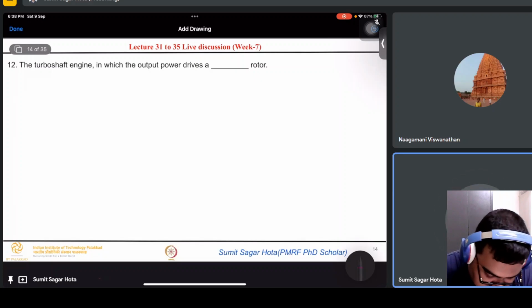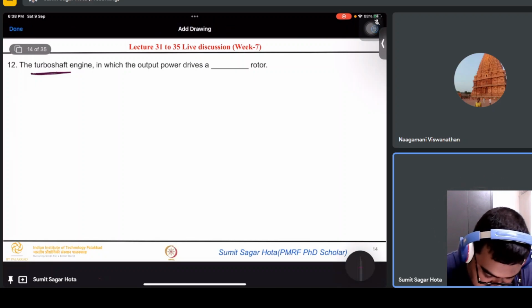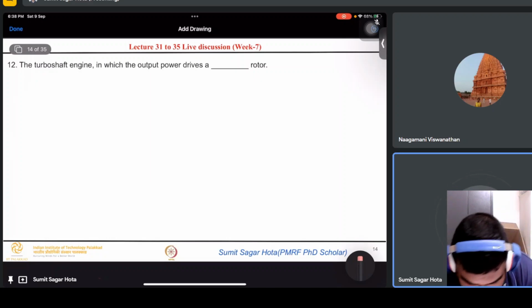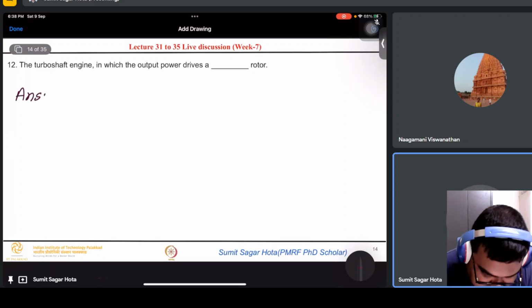There are always two things you should remember. If turbo shaft is mentioned in the question, turbo shaft means always what? Helicopter. There is no other place where turbo shaft is used. Turbo shaft is always used in helicopters.